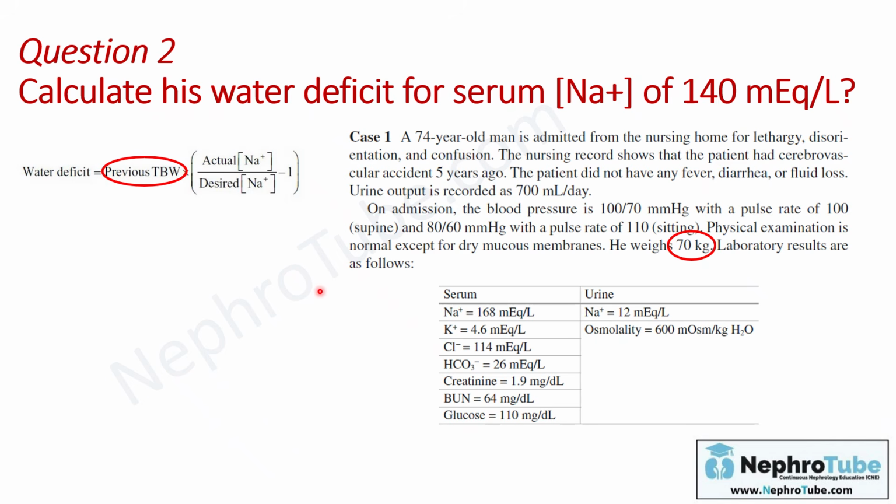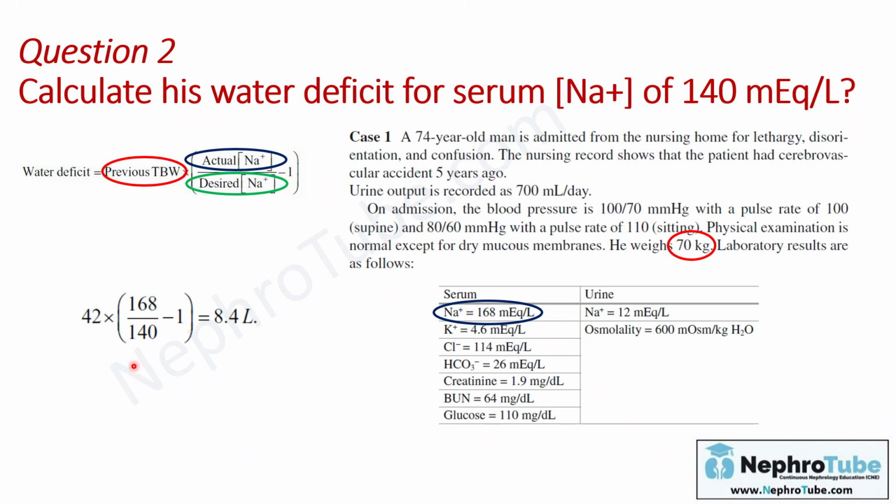So let's calculate the water deficit of the patient. The previous total body water was 70 kilogram. The actual serum sodium in the patient is 168 milliequivalent per liter, and the desired sodium, as I mentioned, is 140. So 168 over 140 minus 1 multiplied by 42.